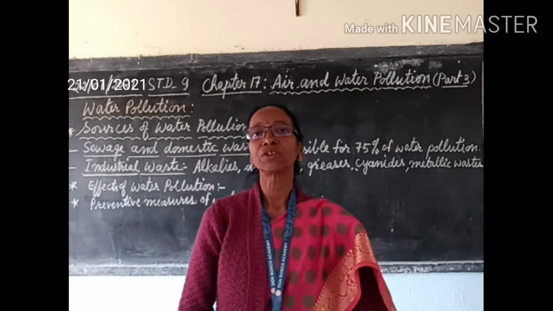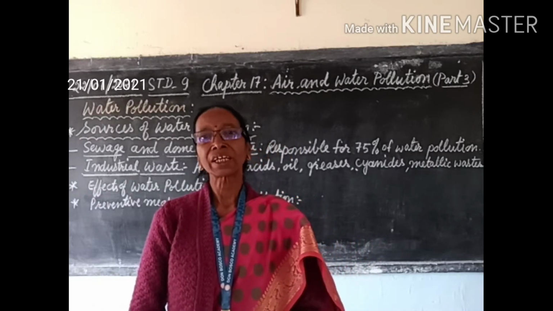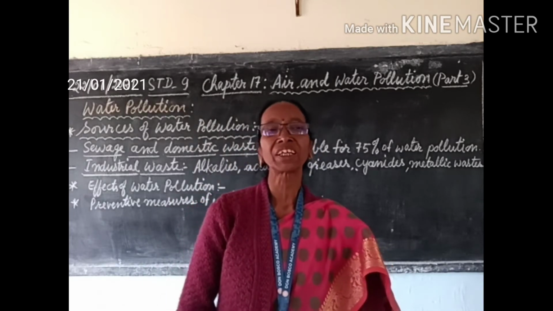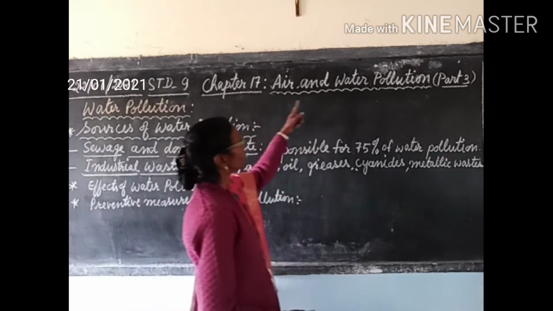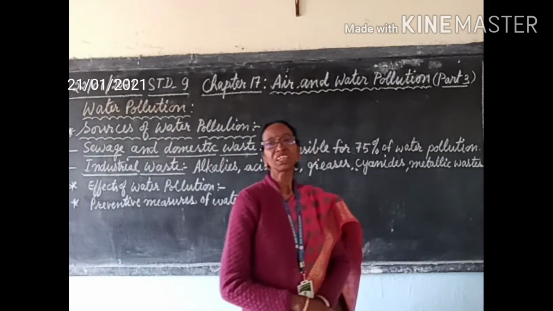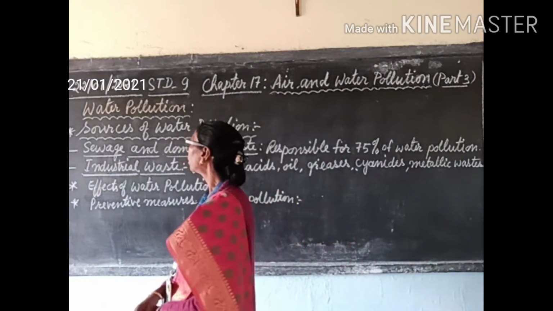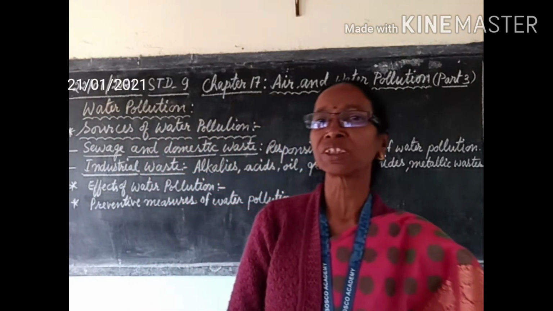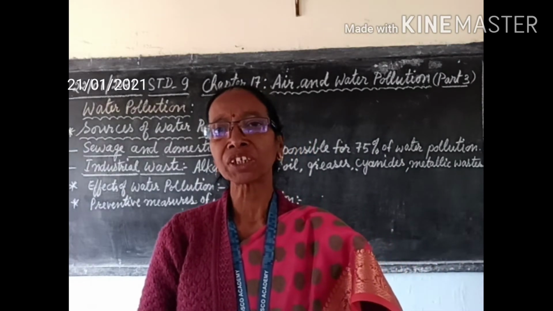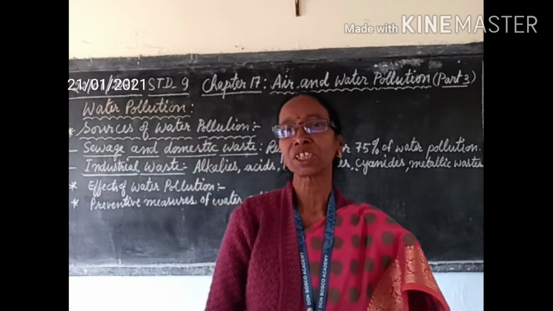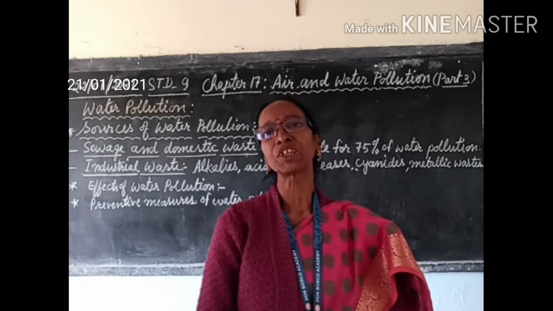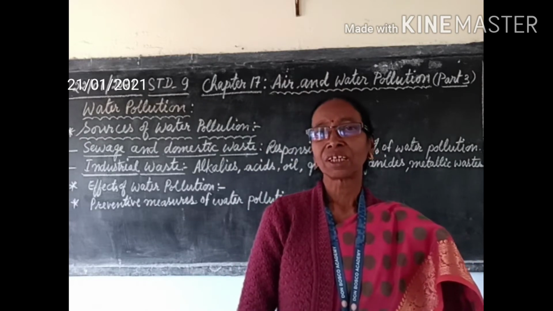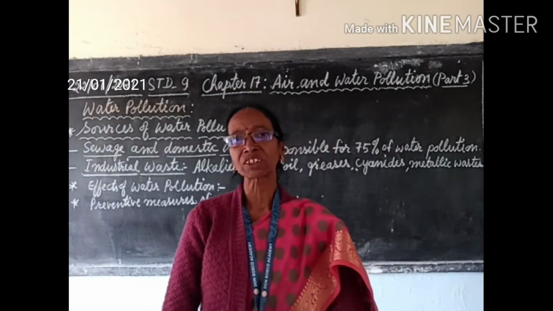In Geography, you are learning about air and water pollution. Today, I am going to explain Chapter-17 Air and Water Pollution Part-3, in which you are going to learn about water pollution. What is water pollution? The water in which a lot of pollutants and impurities are found, which is unfit for drinking and for other purposes also. How does it come into the water?